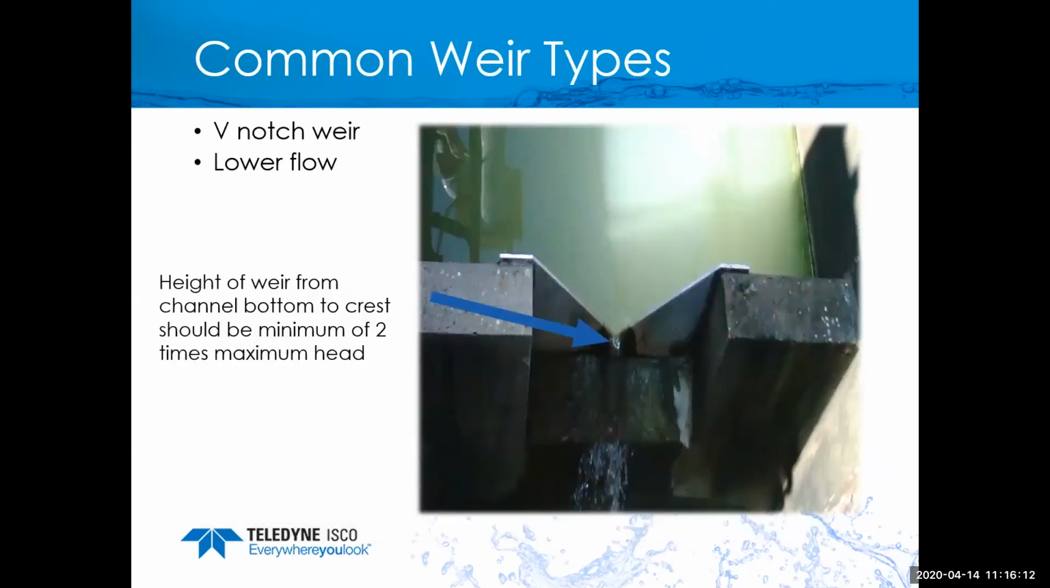Other types of weirs are going to be a V-notch weir. They come in very handy for low flows. The weir size is going to be dependent on the expected flow rate through there, and the height of the crest to the bottom of the channel is also going to be dependent on how much flow you expect to go through there.